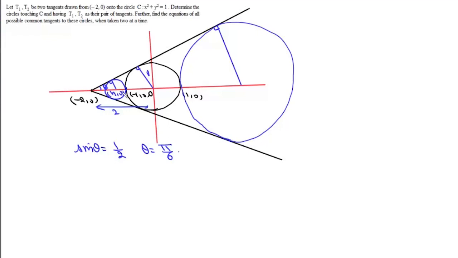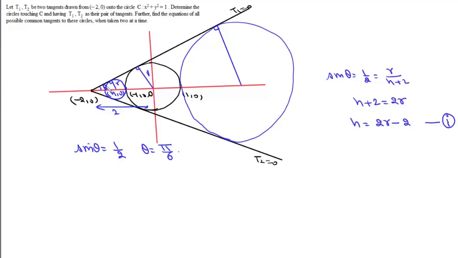Now suppose this point is (h, 0) and its radius is r. Then we can write sine theta, which is 1 by 2, will be r upon h plus 2, or h plus 2 equals 2r. So the value of h is 2r minus 2, and that's our first equation. And if you find equation of these two tangents, say T1 equals 0 and T2 equals 0.